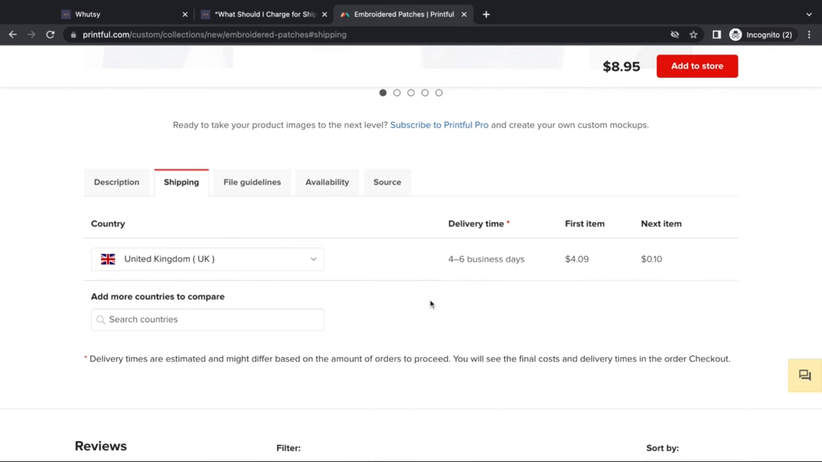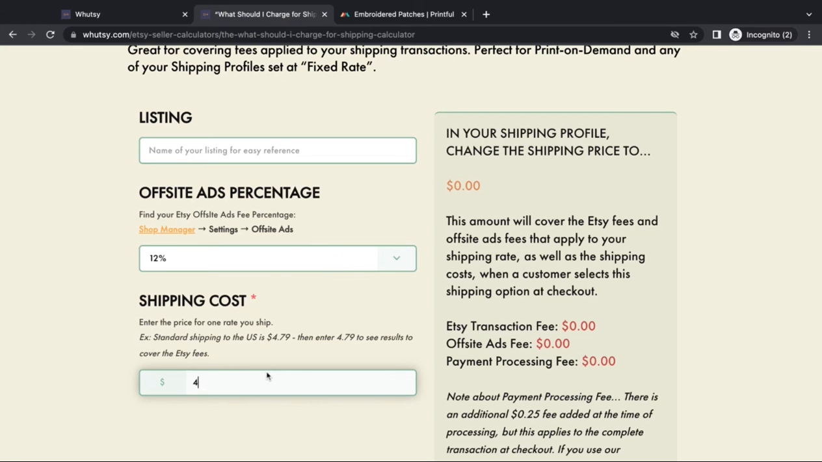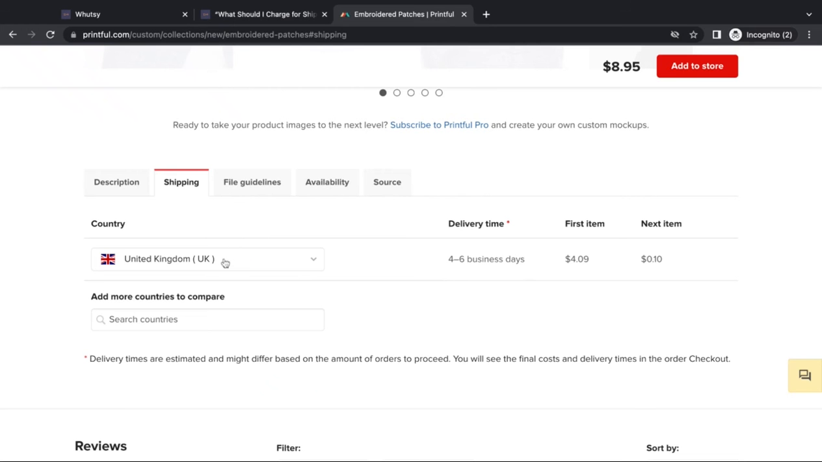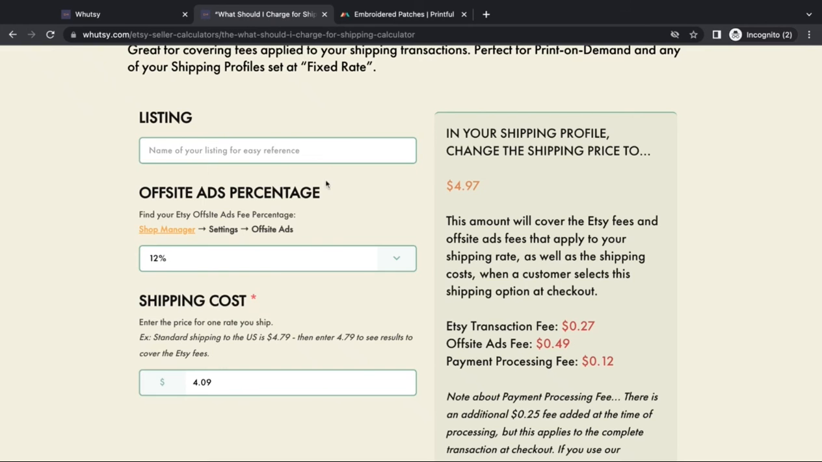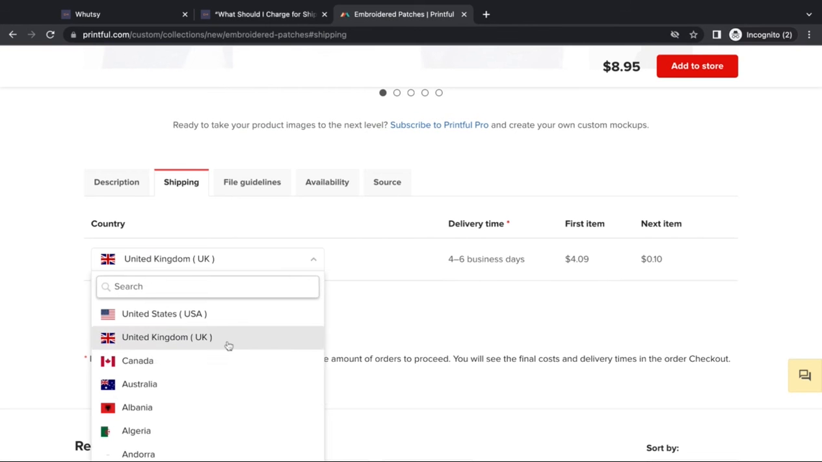So let's say we're going to see what I should charge for shipping to the UK. They do $4.09. So the shipping cost, and then we just click away or hit enter, and now we should be charging $4.97 in the shipping profile. So in your shipping profile, change the price to $4.97, and that's for the shipping to the United Kingdom for these patches.